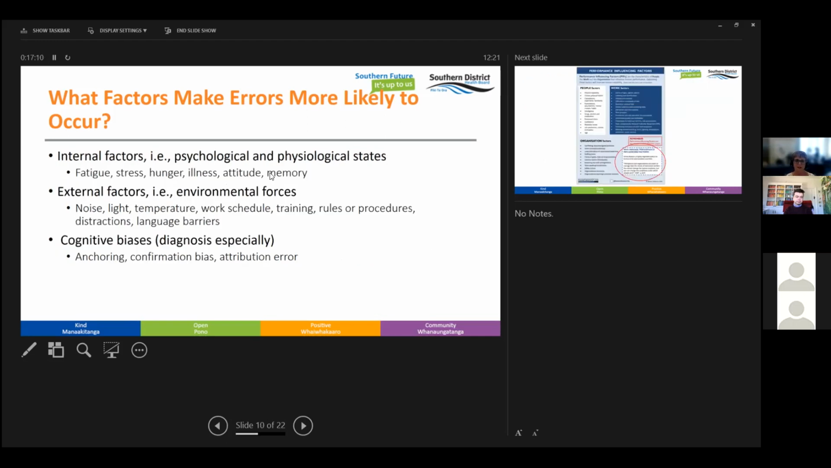So what factors make errors more likely to occur? You've got internal factors, so how you're feeling on the day, whether you're hungry and you need to go to lunch, whether you can recall certain things. You've got external factors, so you've got the noise, the light, the temperature, work schedule, shift work particularly is a major challenge, distractions, and then you've got the language barriers. And then you've got cognitive bias, and so we can make assumptions.